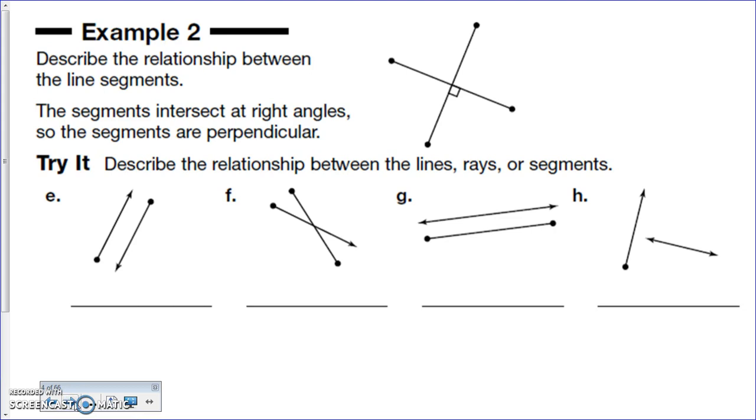For example 2, we have to describe the relationship between the line segments. The segments intersect at right angles, so the segments are perpendicular. In our example here to the right. For the triad, we need to describe the relationship between the lines, rays, and segments. For E, we have two rays, they're next to each other, and they're extending in opposite directions, and no matter how far they extend, they are never going to cross, so they are parallel.